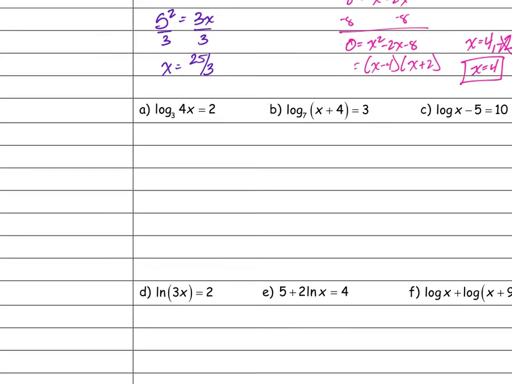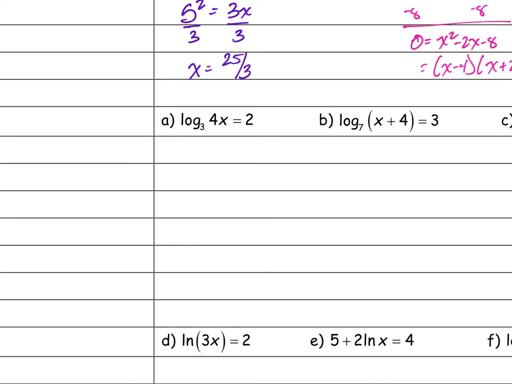Zoom in here. So I only have 1 logarithm, so I'm just going to go ahead and switch it from logarithm to exponential. So this becomes 3 squared equals 4x. If I divide by 4, x is going to equal 9/4, and that's it, done.